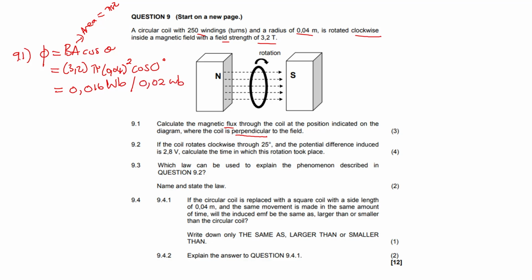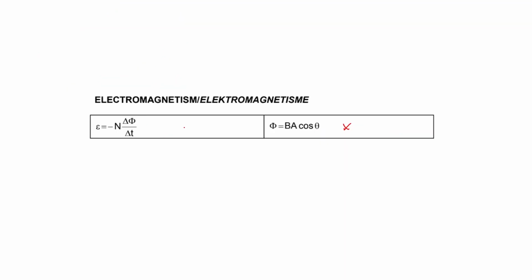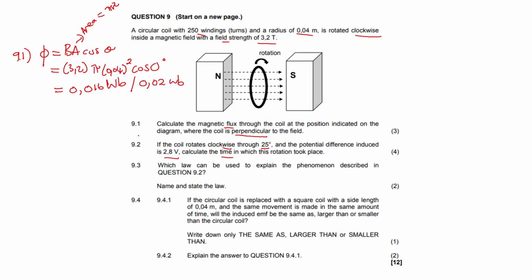Okay. 9.2. If the coil rotates clockwise through 25 degrees and the potential difference induced is 2.8 volts, calculate the time in which this rotation took place. All right, so we'll have to use this formula. Why? Because time can be an unknown. All right, so please write down the formula because you do get a mark for it.